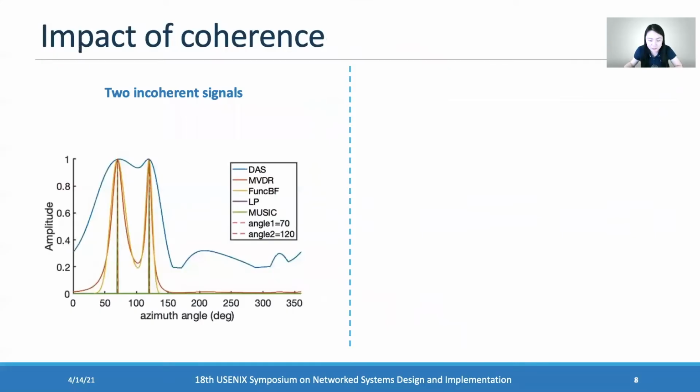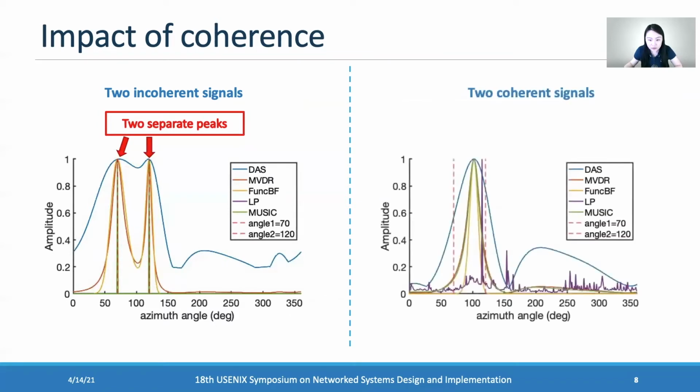Let's first see the impact of coherence. This figure shows the angle of arrival profile of two incoherent signals. Different lines represent some traditional angle of arrival algorithms. We can see that there are two separate peaks at the incoming angles. Now let's see what happens if the two signals are coherent. We can see that there is only one merged peak and we cannot find either accurate angle. So we do need to reduce coherence.